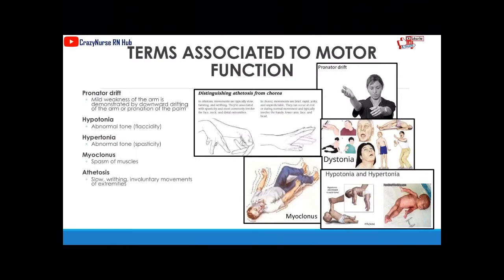We also have your athetosis. It is the slow, writhing, involuntary movements of extremities. We also have your chorea. It is an involuntary, purposeless, rapid motions. And lastly, we have dystonia. It is an impairment of muscle tone.